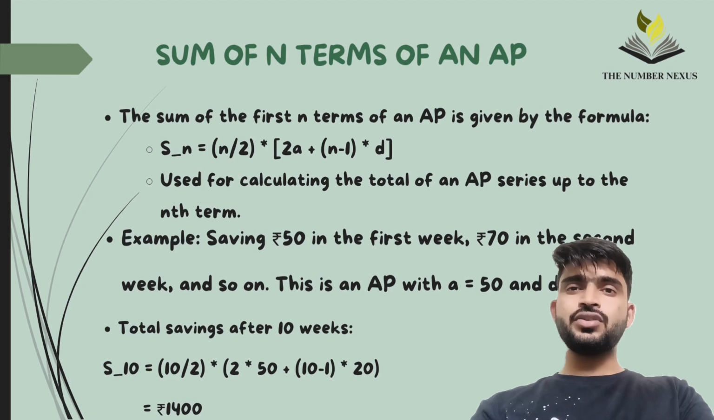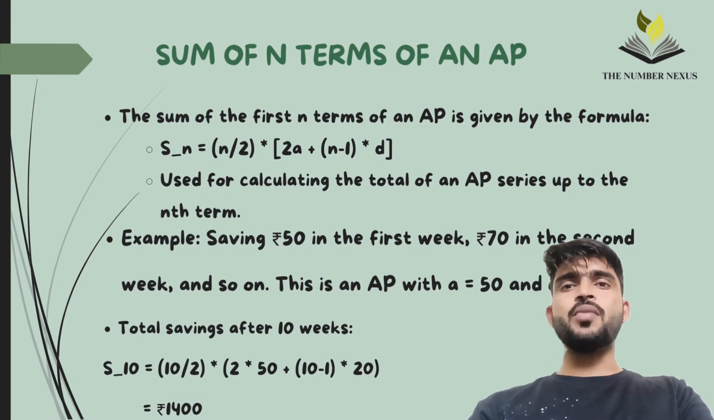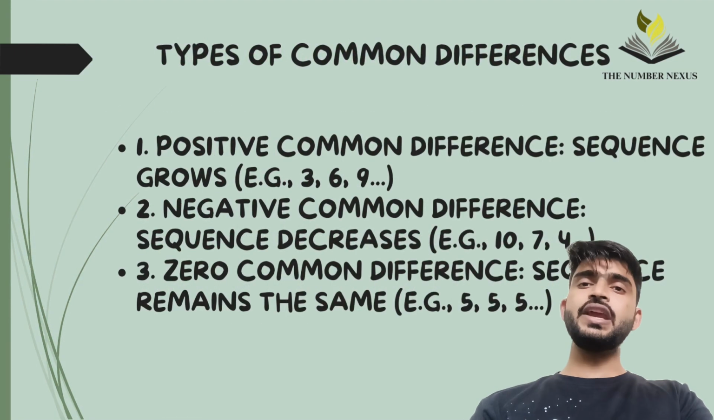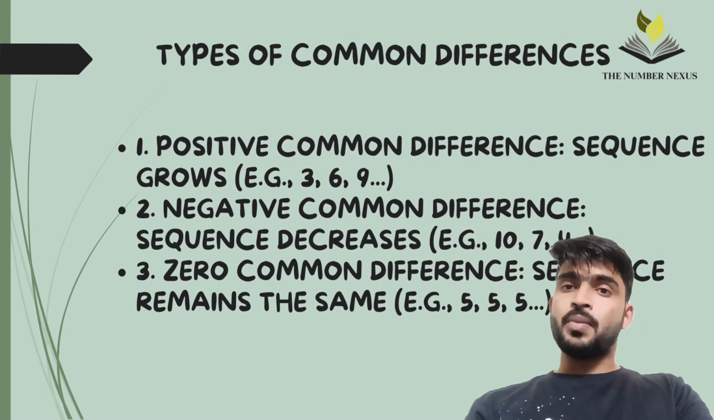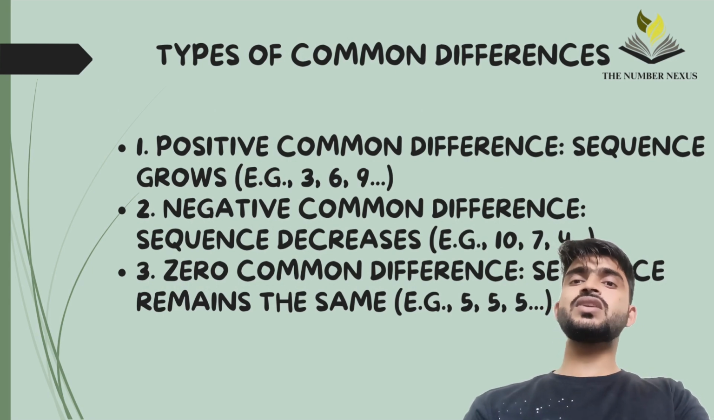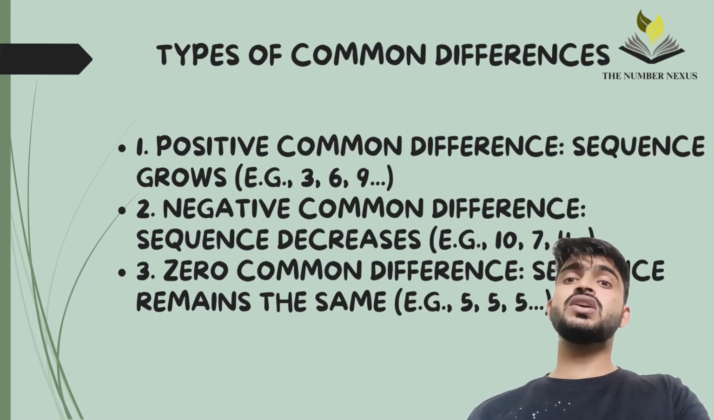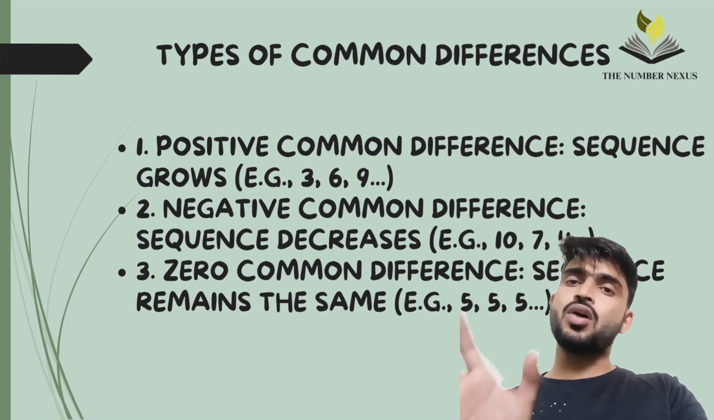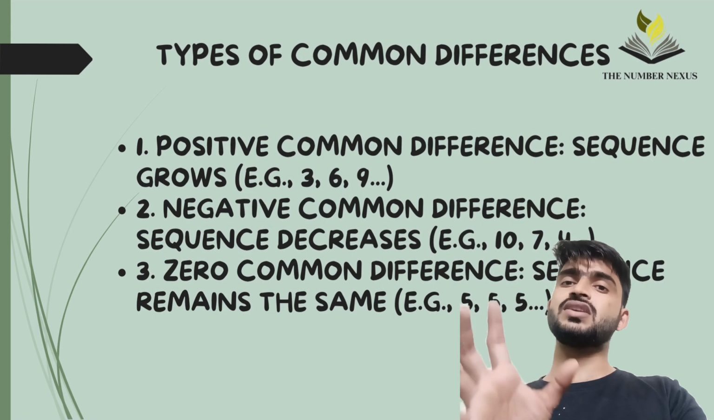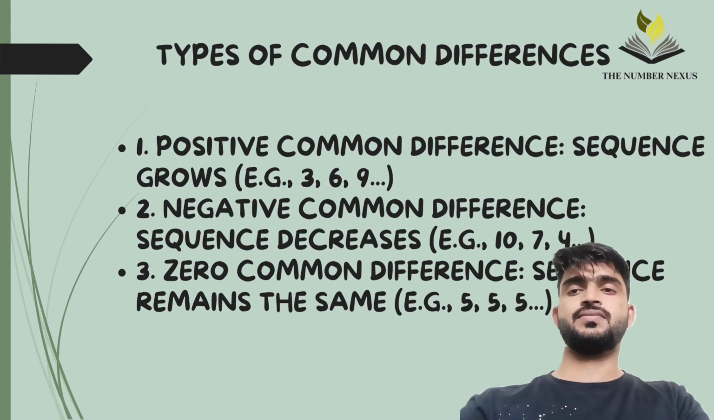Students, now we are going to deal with the common difference. The common difference can be positive, negative, or 0. If the common difference is positive, we can say the sequence is growing. If the common difference is negative, we can say the sequence is decreasing. Or if the common difference is 0, we say that the sequence is constant.